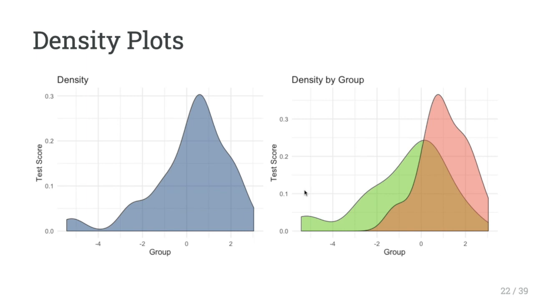You also can look at density plots to understand these. These are like smooth histograms. You can do this just across all the groups, or you can do it by group to understand how they might differ. So in this case, this pink group is higher in a lot of cases than the green group, although there's a lot of overlap.